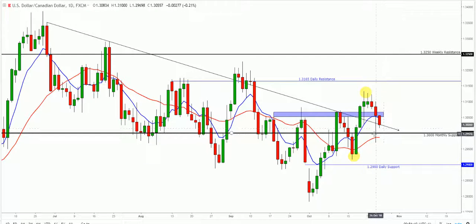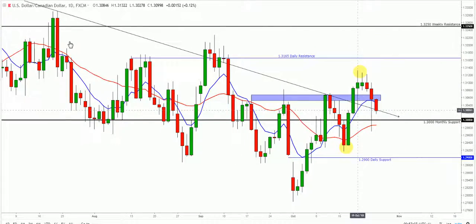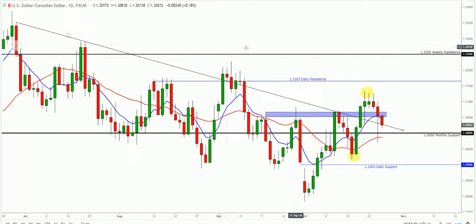We could come as low as the 1.3 major support level, which could form a new higher low to this one over here, and then still head higher. However, again, with the dollar potentially turning downside, we could be seeing some downside here.